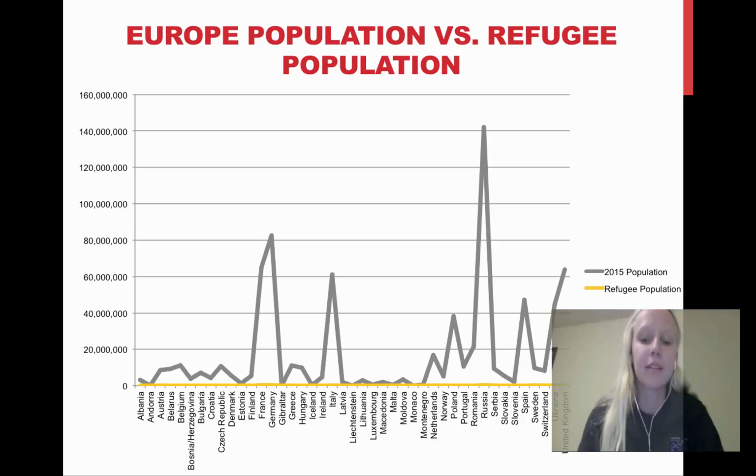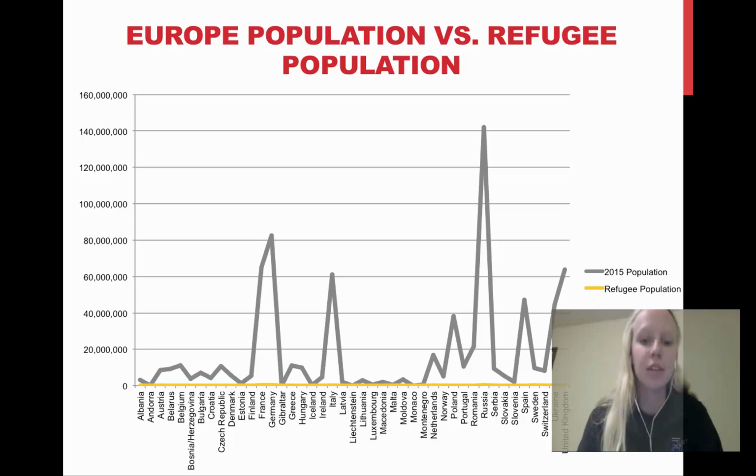As you can see by this graph right here, the total European population under the age of 15 is significantly greater than the European refugee population. With that being said, there is still valuable information and data to gain by looking at the relationship between the two and seeing where or if they correlate and how. The population is obviously greater than the refugee population.